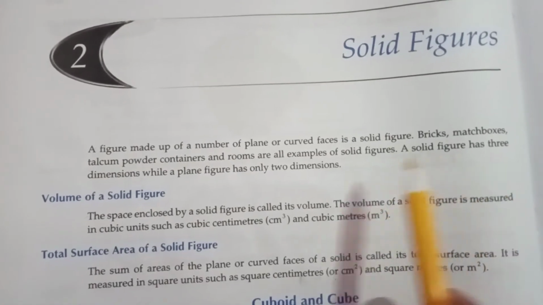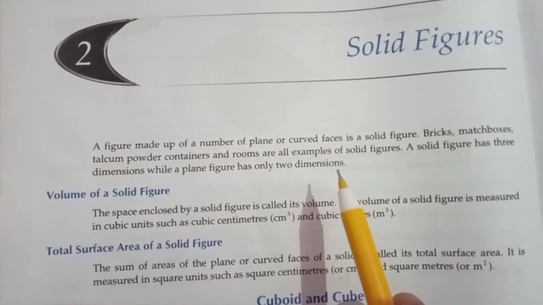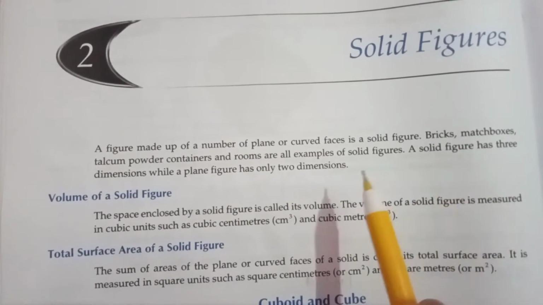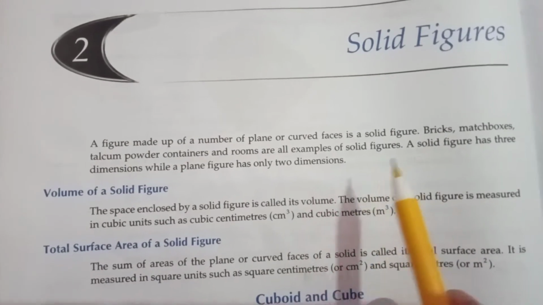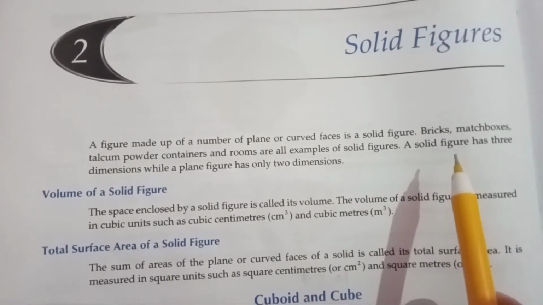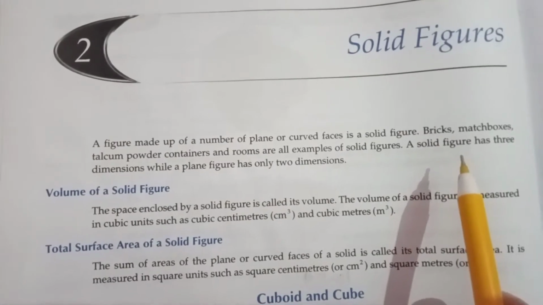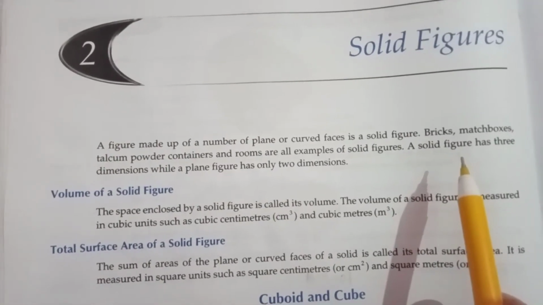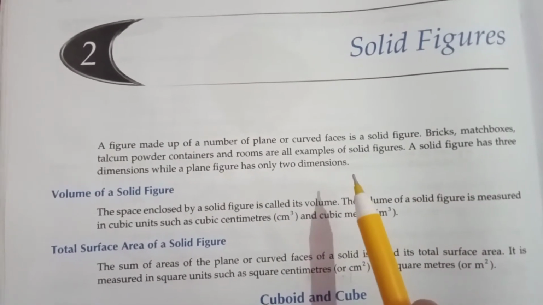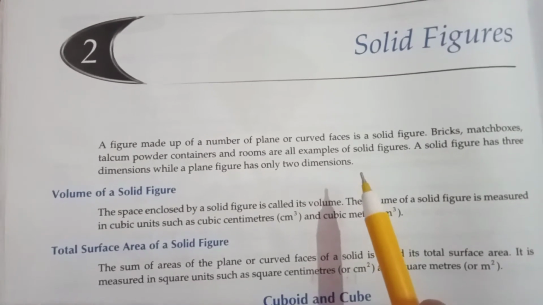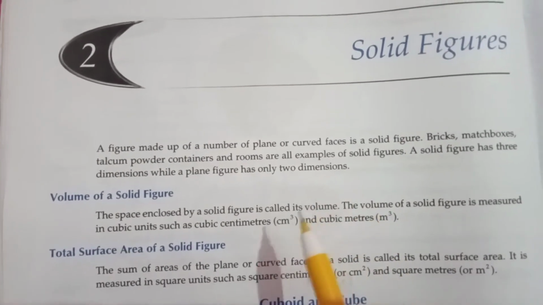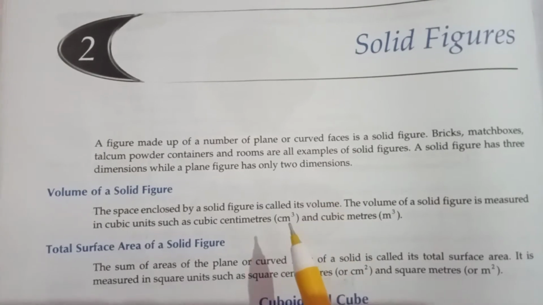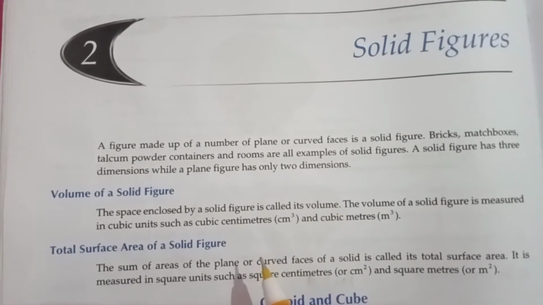A solid figure is 3-dimensional while a plane figure has only 2-dimensional. Why 3-dimensional? Because in a solid figure length, breadth and height are given. That's why it is known as 3-dimensional. Whereas in 2-dimensional figures only length and breadth are there. So in a solid figure we find the volume and the total surface area.